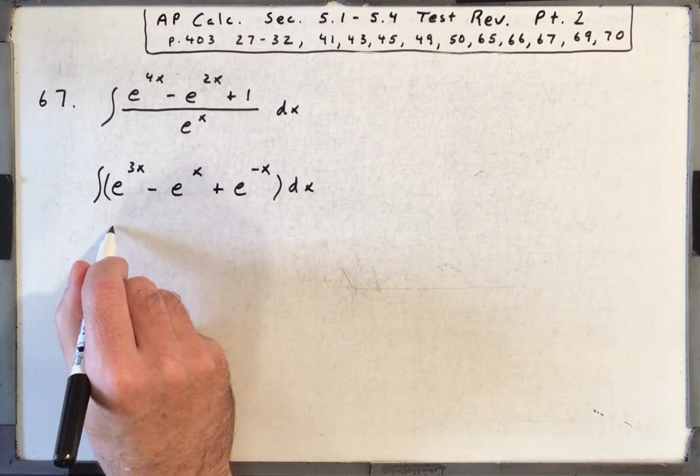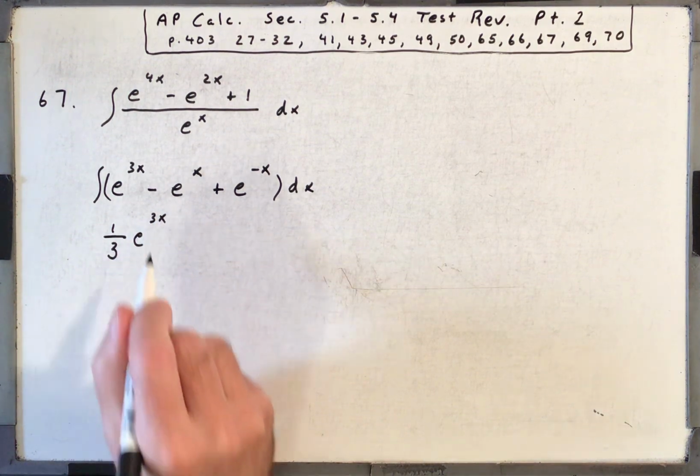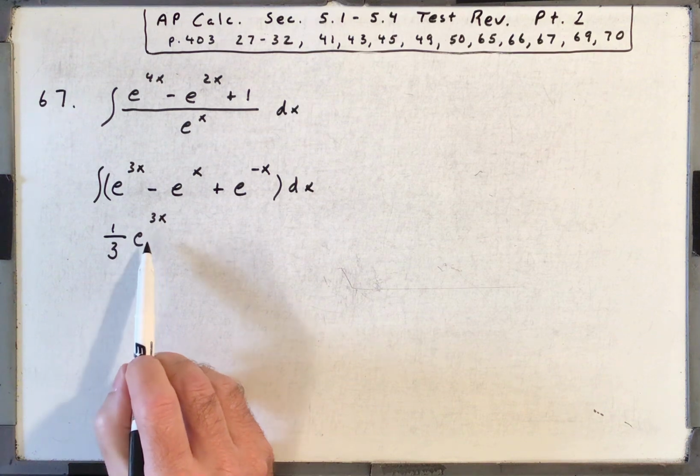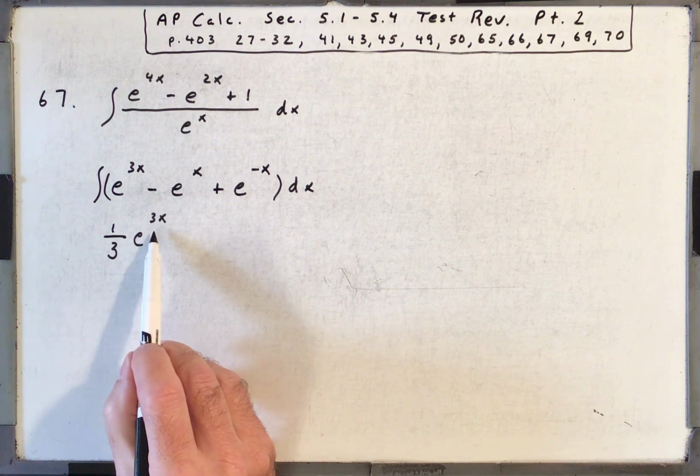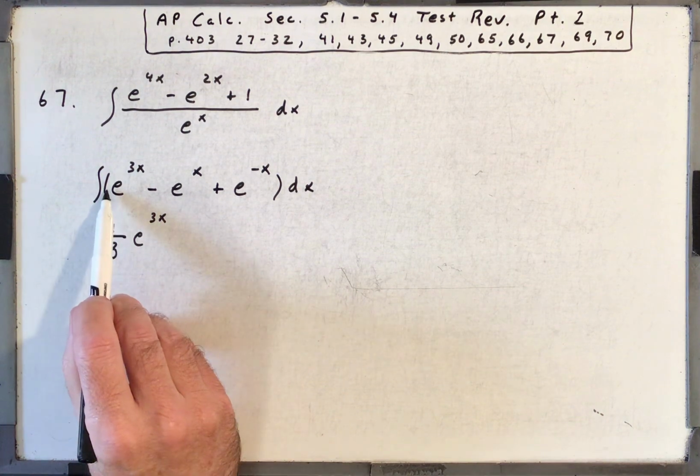The antiderivative of e to the 3x would be 1/3 e to the 3x. If you're not sure about that, take the derivative. It'd be e to the 3x times 3, and so I would need a 1/3 out front to make this back into a 1.